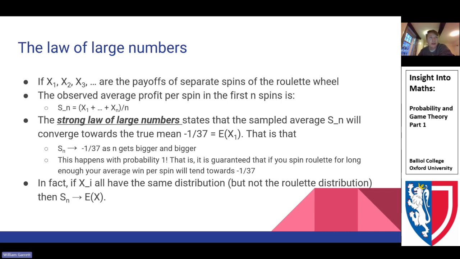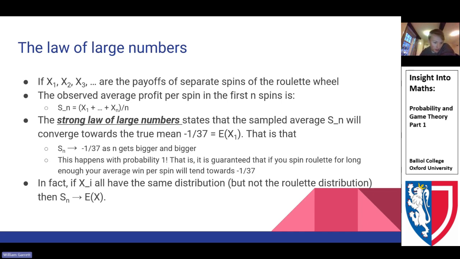So this is like we sample n goes from roulette and we see what our average score is. And what the strong law of large numbers states is that these averages that you calculate as you keep on spinning the wheel are going to get closer and closer to the true average, which is minus 1/37. So if you play a million bajillion spins of roulette, on average, you just lost 3p per spin. Your loss is a million bajillion times 0.03.